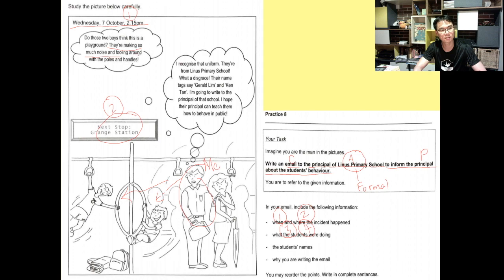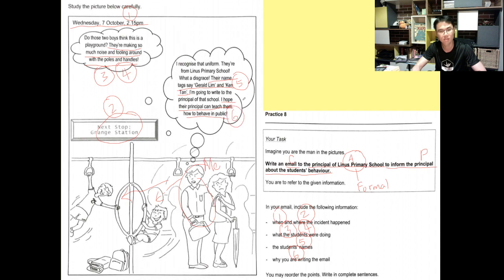So over here, this is 3 and 4, right? Making a lot of noise, fooling around with the poles and handles. What are their names? I observe, right, that their name tags say Gerald Lim and Ken Tan. So this is my number 5. And while you are writing the email, what do you hope the principal will do once you get this email? It's right here. I hope their principal can teach them how to behave in public.